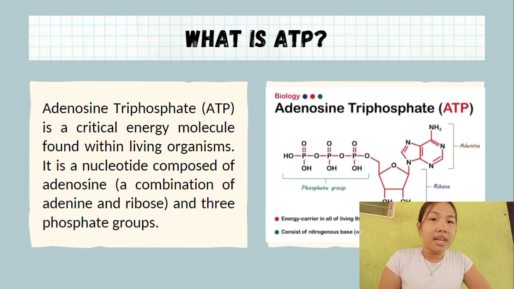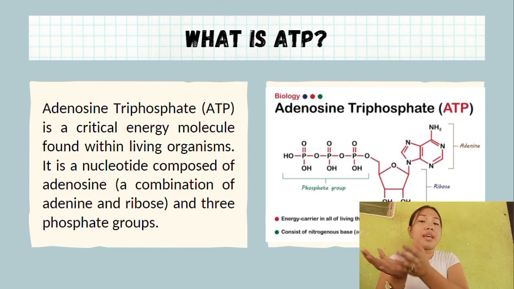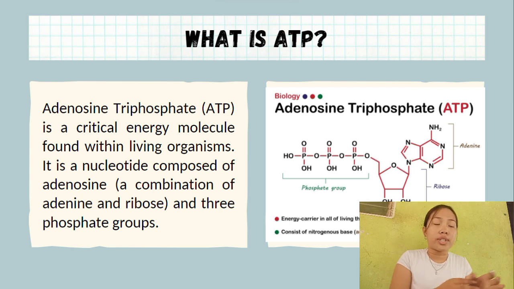So what is ATP? ATP is adenosine triphosphate. It is a crucial energy molecule found within living organisms, within us humans and animals. It is a nucleotide composed of adenosine, a combination of adenine and ribose, and three phosphate groups. ATP plays a vital role in storing and transferring energy within the cell, driving various biological processes such as muscle contraction, nerve impulse transmission, and chemical synthesis. When ATP is hydrolyzed to ADP, adenosine diphosphate, and an inorganic phosphate, energy is released, which is then harnessed for cellular activities. This energy transfer mechanism makes ATP indispensable for maintaining cellular function and supporting life.